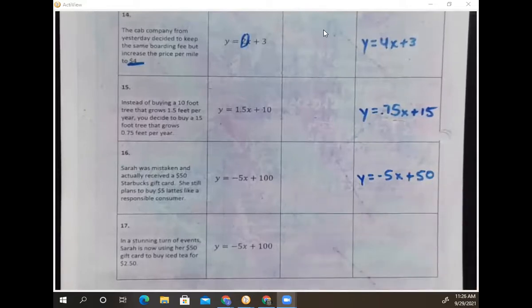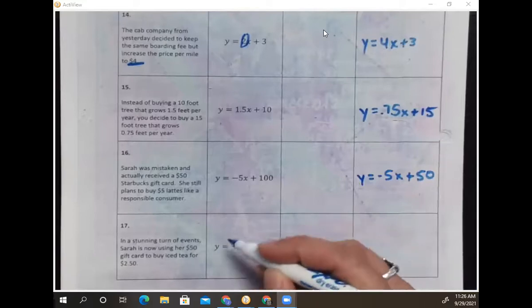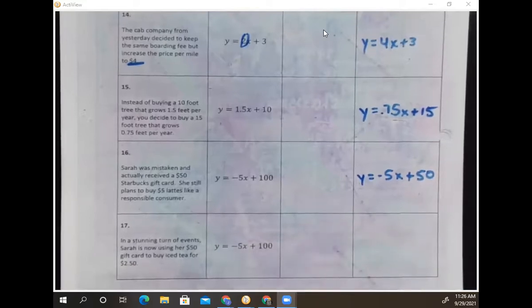And then for number 17, in a stunning turn of events, Sarah is now using her $50 gift card to buy iced tea for $2.50. So what changes will we make to our original function here? What am I going to do? Yeah, I'm changing that amount I'm spending per drink to $2.50. Still negative because we're subtracting that amount off the gift card. And then again, the gift card is for $50 and not $100.